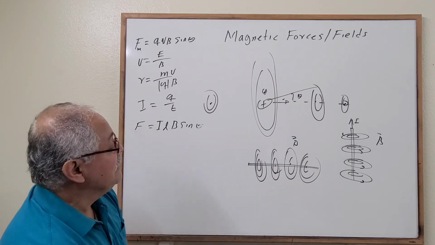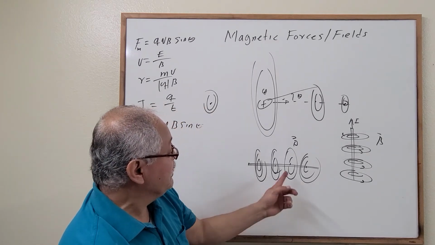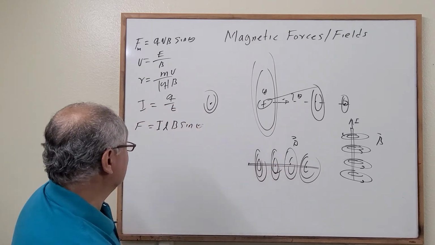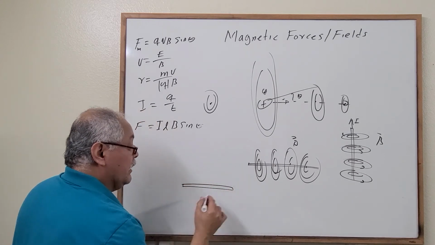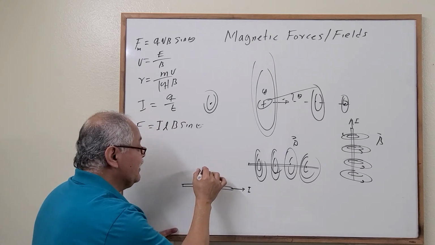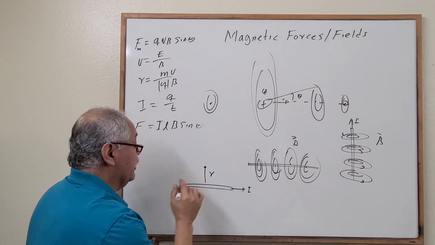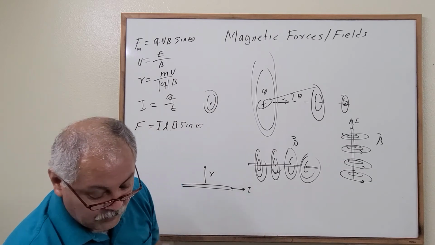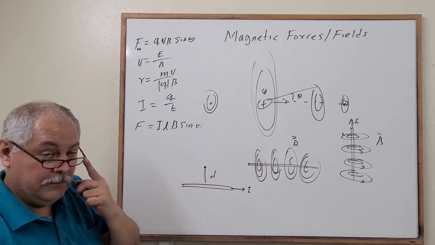Okay, perfect. Now let's try to find another equation that helps us to relate the current and the distance. Imagine that we have the current in this direction, and we're looking for the magnetic field at this point, at a distance d from this wire.